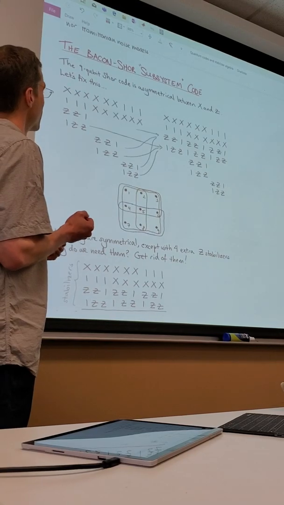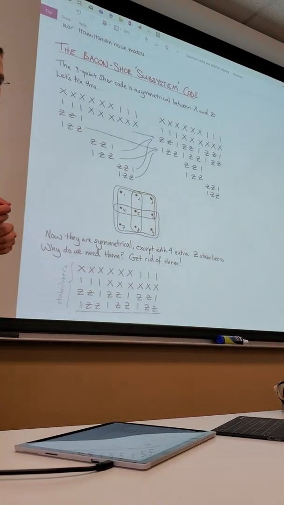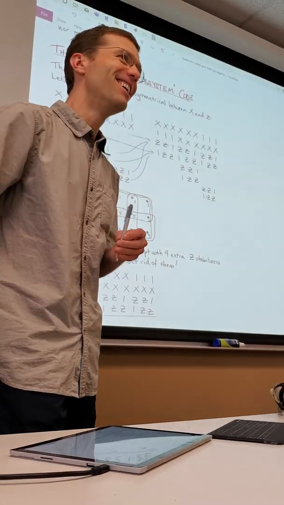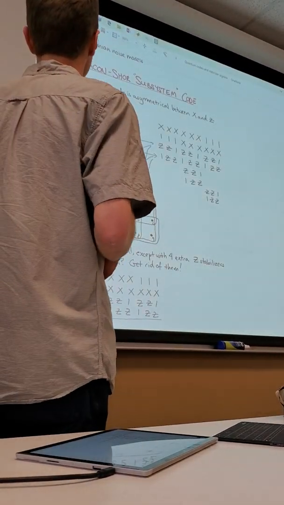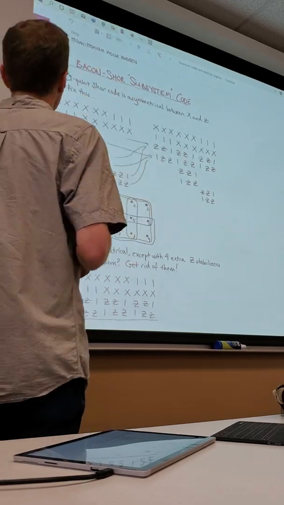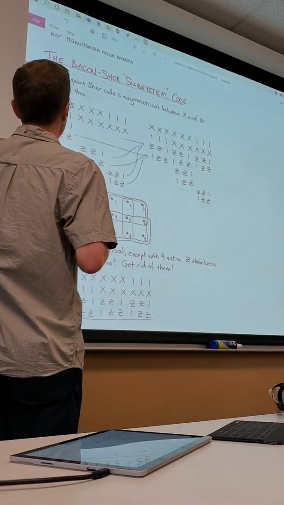The Bacon-Shor code, because Bacon discovered it. And it's based on the Shor code. But really, I guess it's Bacon's code. So the idea is we're going to start with this Shor code.